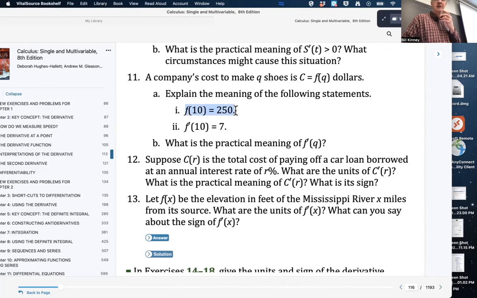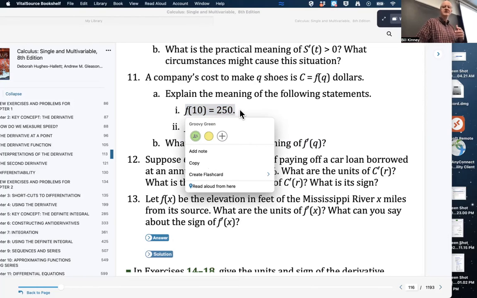F of 10 equals 250. Does the 10 represent a value of Q or a value of C? It's Q, because that's what's going into the function. That's the function input, F of Q. So it's implicit here that 10 is a value of Q, the number of shoes made. So you're making 10 shoes. And the 250 then must be the other variable, $250.